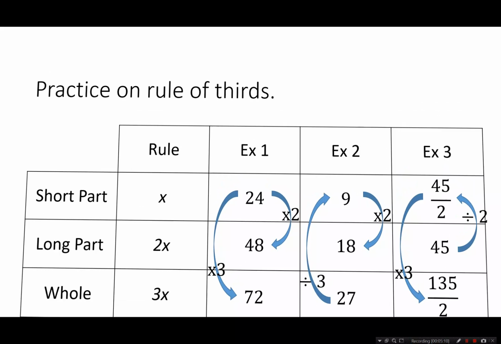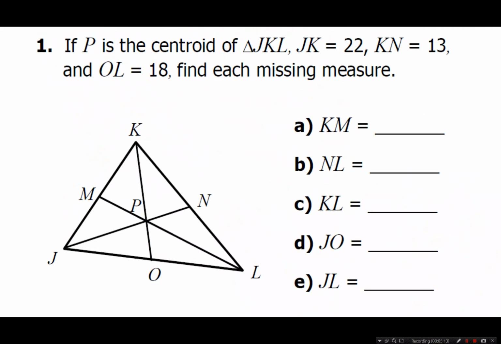The first example we're going to look at does not actually apply the rule of thirds. We're talking about number 1. If P is a centroid of triangle JKL, JK is 22, KN is 13, and OL is 18, we're finding the missing measures. So none of these measurements are actually on our medians. So the rule of thirds does not apply here.